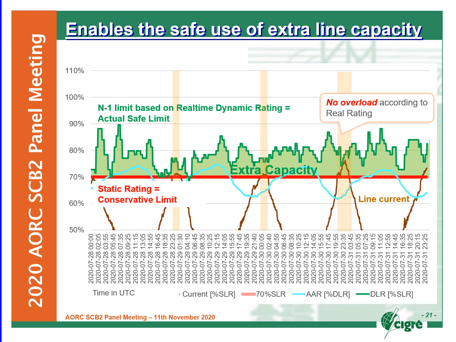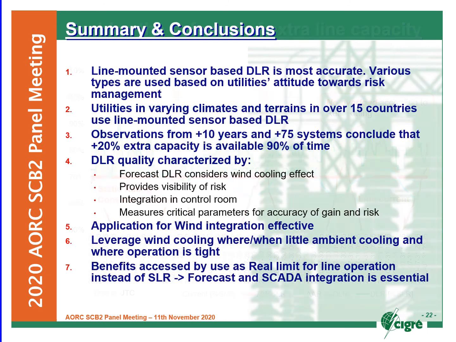Just one last point to make here, the light blue curve. This shows the ambient adjusted rating, so the rating without the wind cooling effect. Ambient adjusted rating is often used in the United States because it's easy to measure the ambient temperature. But what you see from this system is that in areas where high temperatures coincide with high load currents, ambient adjusted ratings don't help. Only if you consider the wind cooling effect do you access the true benefit of dynamic line rating. Now to the summary and concluding remarks.